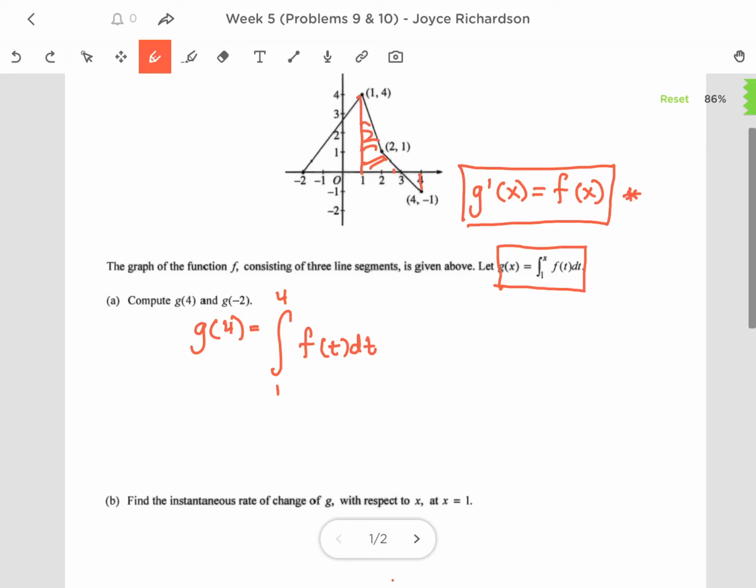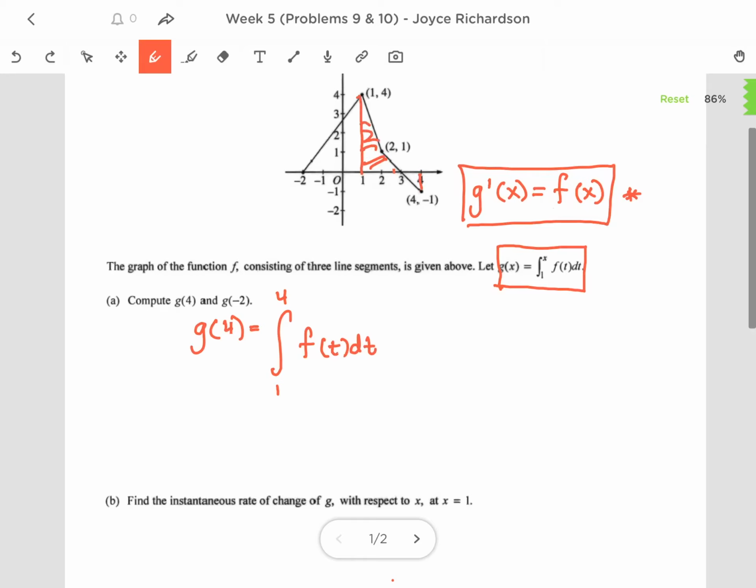If they're asking for g of -2, which is the integral from 1 to -2 of f of t dt, okay, then we know that that's the opposite of -2 to 1. So -2 to 1, that's the area that you are doing right here. Okay, but once you do that, that's the negative area of that triangle right there, okay? So you can go and calculate that.